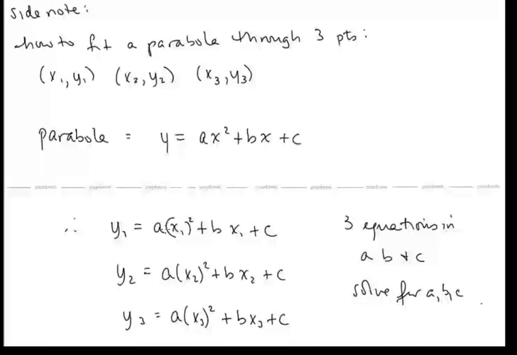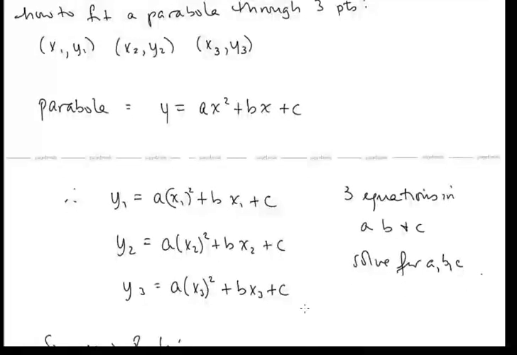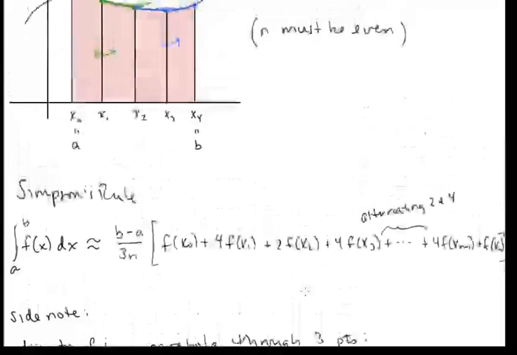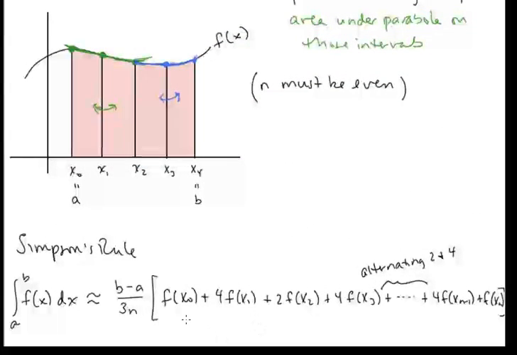Plugging in x1, y1, x2, y2, x3, y3 gives us 3 equations in 3 parameters, 3 unknowns, a, b, and c. So then we can solve for a, b, and c with that. But again, this is not something that we need to do here. It's already done for us in Simpson's rule, and the area is found underneath it, so all we have to do is use the formula. So we're just going to jump right to this, and this is our formula for Simpson's rule.